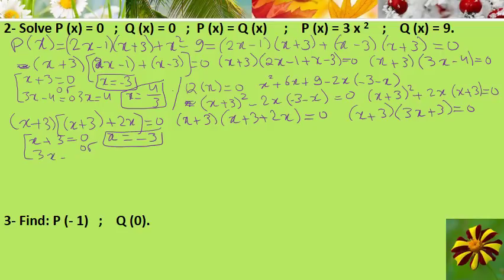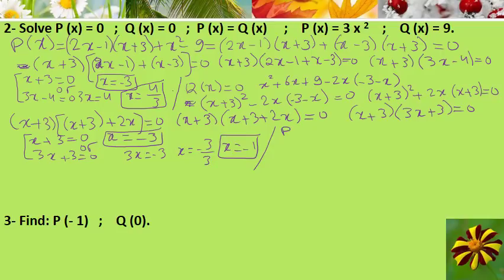3x plus 3 is equal to 0. 3x is equal to minus 3. x is equal to minus 3 over 3. x is equal to minus 1. This is the second solution. Okay? Any question?